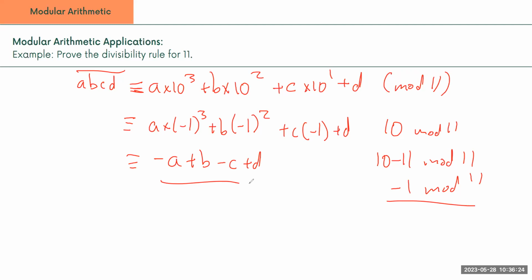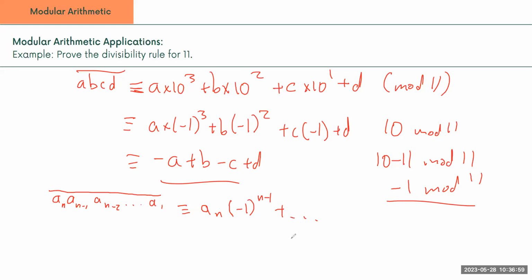So actually, if this is congruent to 0 mod 11, then we have that the whole number ABCD is congruent to 0 mod 11, right? And you can actually generalize this. If we have a number with digits a_n, a_(n-1), a_(n-2), and so on, this is congruent to a_n times -1 to the n, plus a_(n-1) times -1 to the n minus 1, and then plus da da da, right?